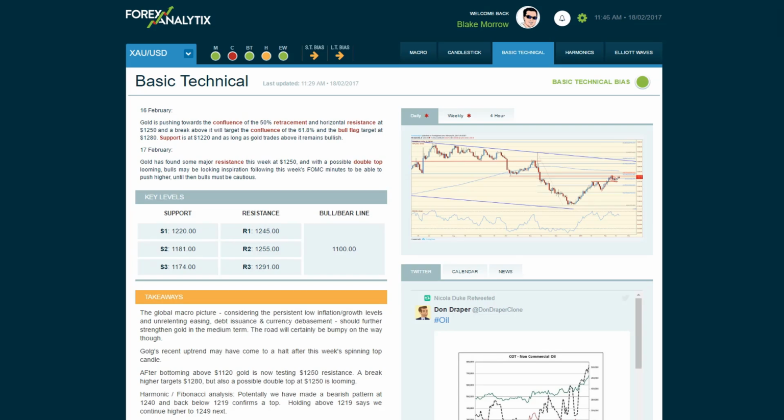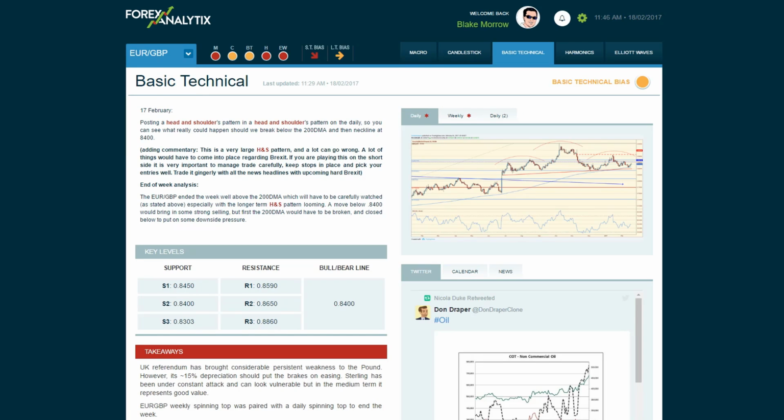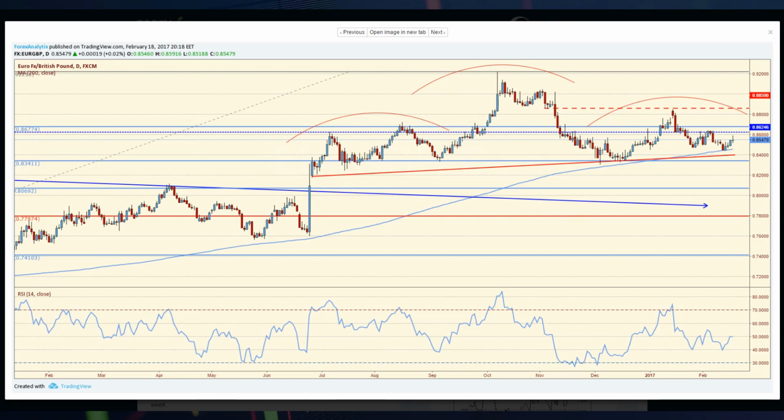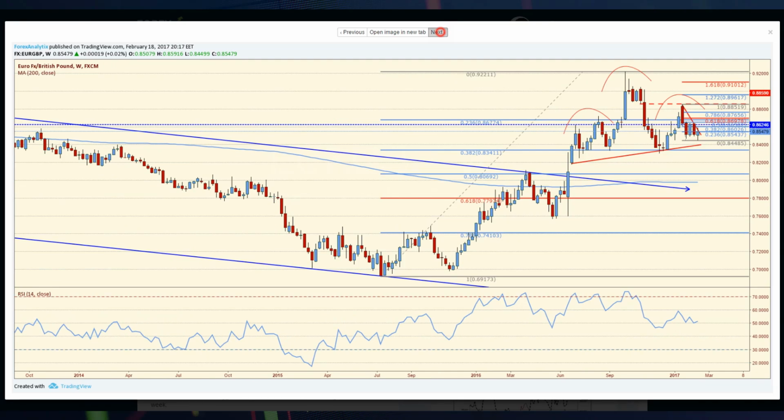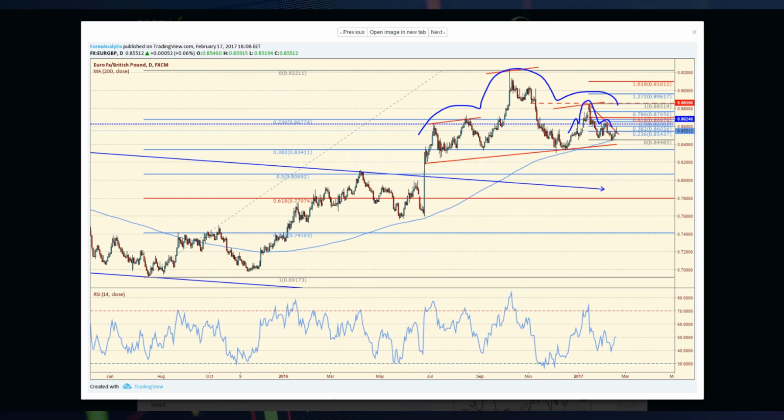However, I want to show you one currency pair which, in my opinion, is on my radar right now. It's the euro pound. And the euro pound, you'll notice that we have a daily chart that shows this head and shoulder pattern. And you can see, if you go over to the other daily chart, a little head and shoulder inside of a head and shoulder pattern.